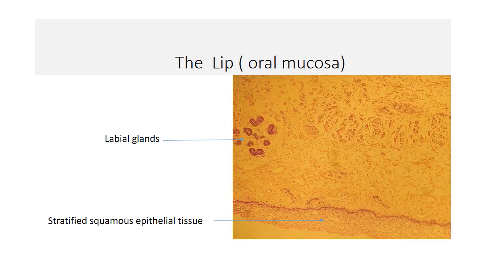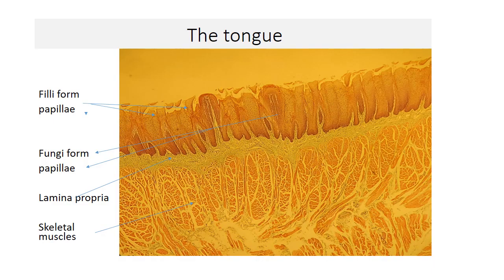Another section shows here the lining of the lip, which is called oral mucosa. Here you can see the non-keratinized stratified squamous epithelium, and here you can see the core of the lip and the labial gland of serous type. Another slide you will study in the lab is the tongue.